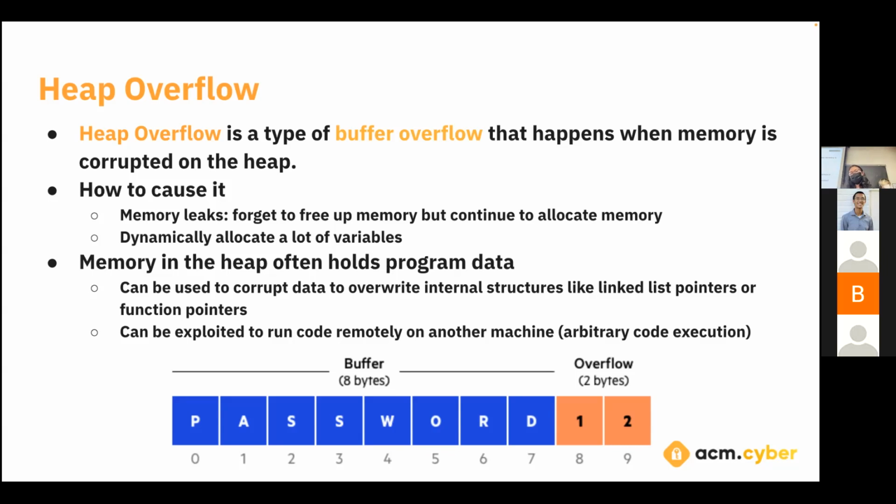You can accomplish this in a few ways. One of them is through memory leaks, where you just keep on using the memory and then eventually it doesn't have any memory left that you can allocate. So, you can corrupt the data on the heap in that way.